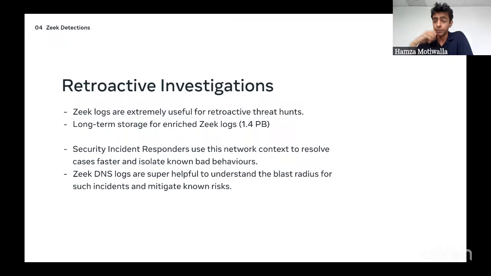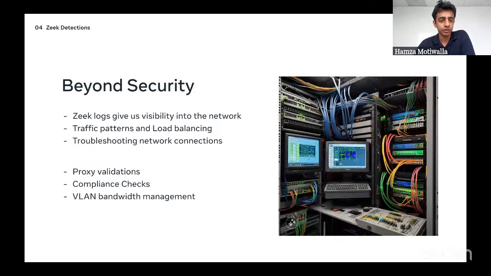And this enriched network data set is fantastic for that. So we can paint the whole picture, like I spoke about earlier, and we can close out incidents and these investigations much, much, much faster. We also have Zeek DNS logs, which are beautiful to understand the blast radius of incidents, like domain incidents and whatnot. So yeah, what else do we have?